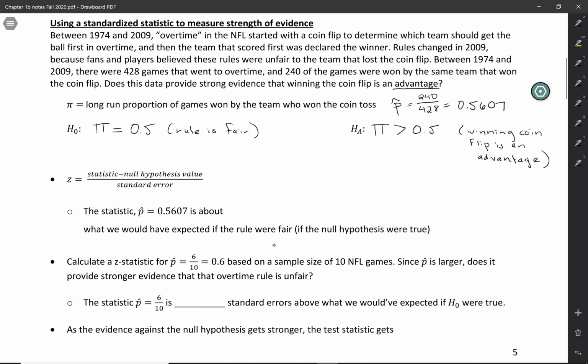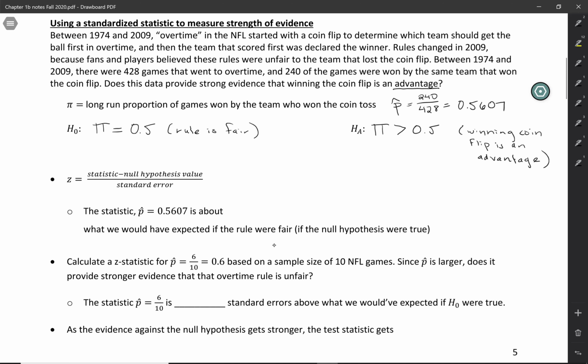So you would hope that there wouldn't be any correspondence between the team that wins the coin flip and the team that wins the game. So what we really need to know is this sample proportion, 0.5607, it's higher than 0.5, but is it high enough to be convincing, right? Is this the kind of value that would happen just by random chance alone in this particular set of games?